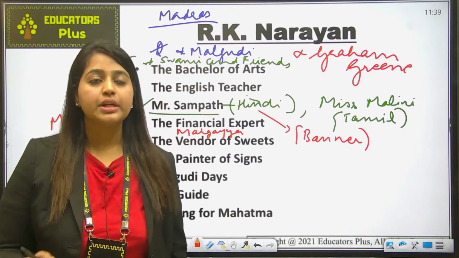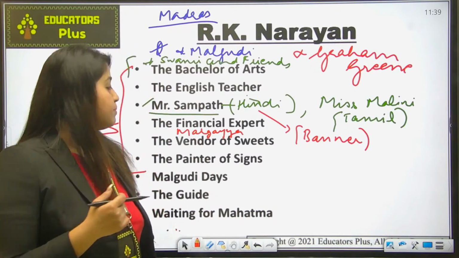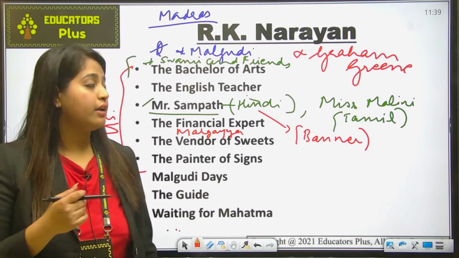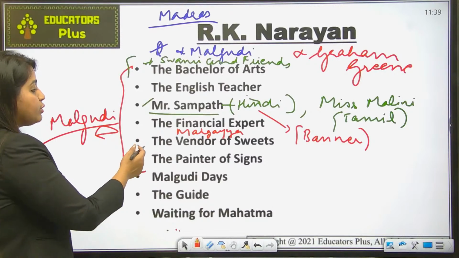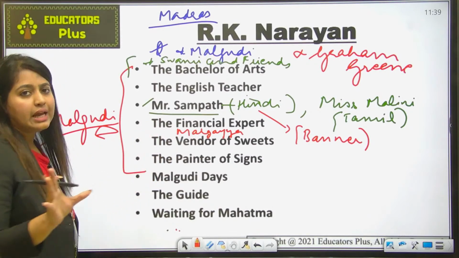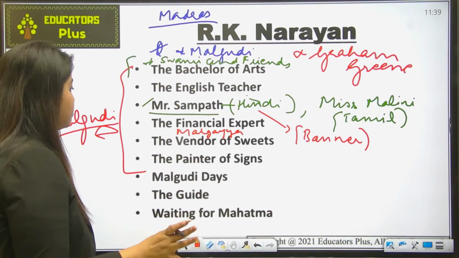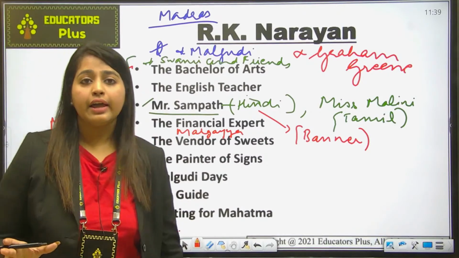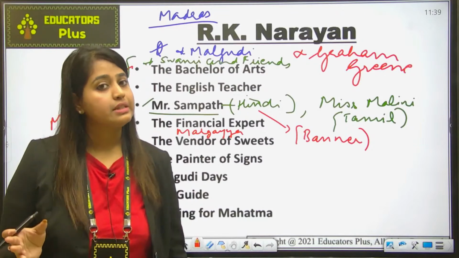Okay, let's move ahead to The Vendor of Sweets. The Vendor of Sweets, again, has been set in Malgudi. So you just have to remember the title, because detailed questions do not come from this. Then comes The Painter of Signs. Again you have to remember that it has been set in Malgudi.